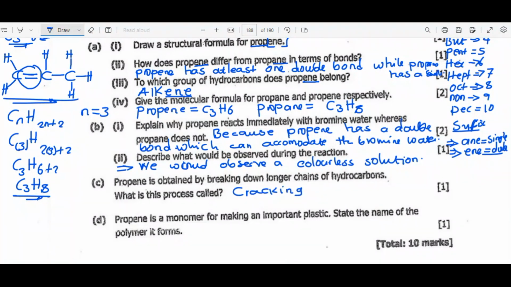Then for question D, propene is a monomer for making an important plastic. State the name of the polymer it forms. Now, for addition polymers, their names begin with the prefix poly. Then after poly, you just add the monomer. So what is the monomer? The monomer is propene. Then the polymer becomes polypropene.